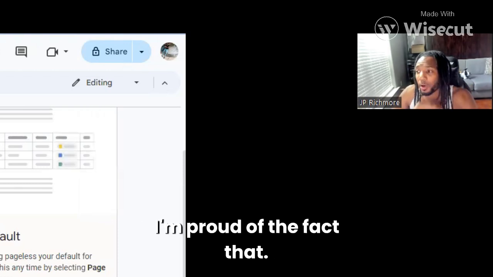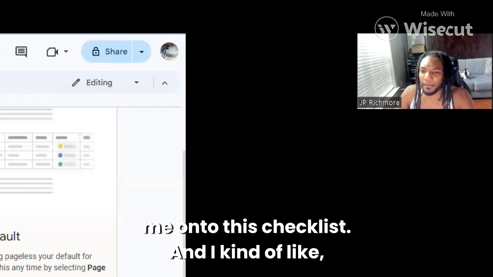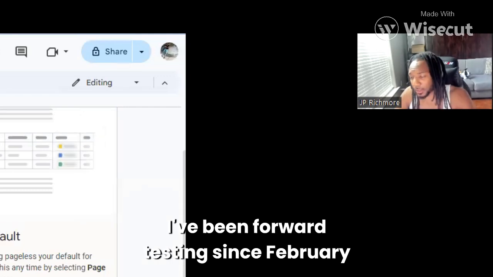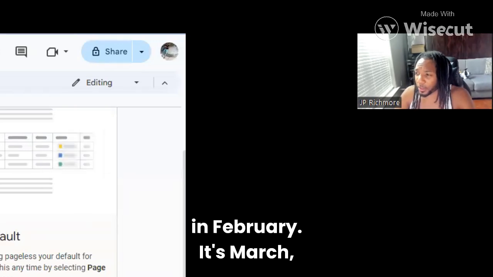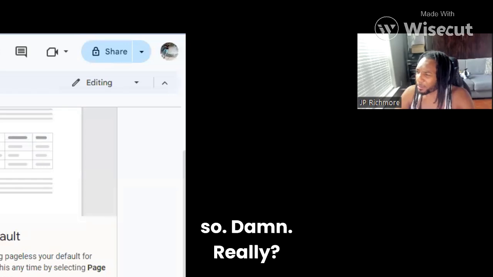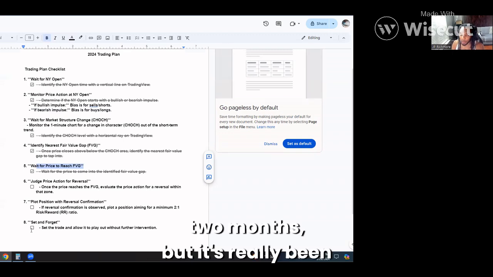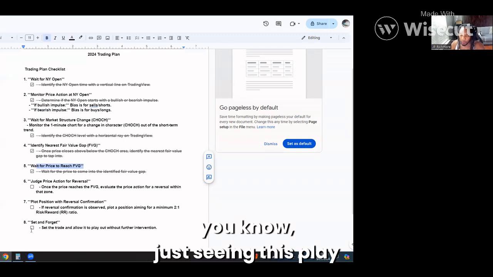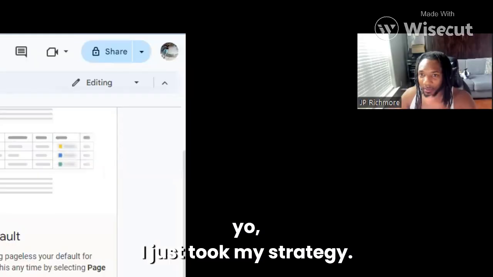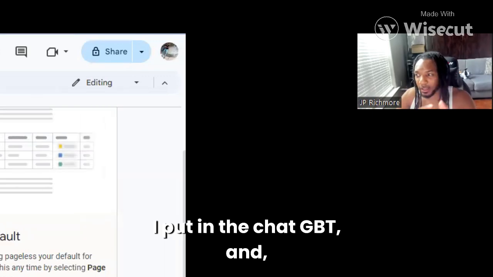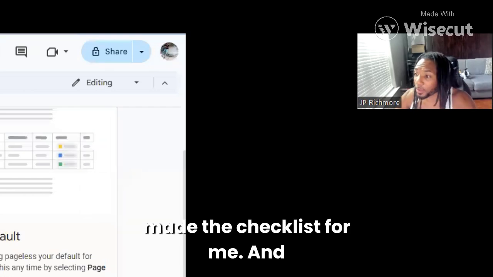I'm proud of that, and shout out to Kid because he actually put me onto this checklist, and I took my strategy that I've been forward testing since February this year. So it's been end of February, so March, April, May. So damn, really almost like 3 months. I thought it was like 2 months, but it's really been longer than that. So just seeing this play out so many times, I took my strategy, put it in ChatGPT, and it made my trading plan for me. I read out my trading plan, and it made the checklist for me.